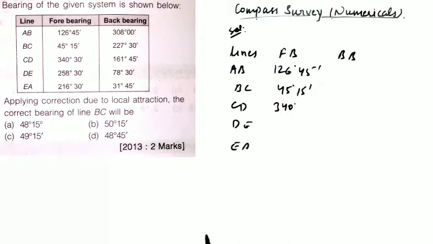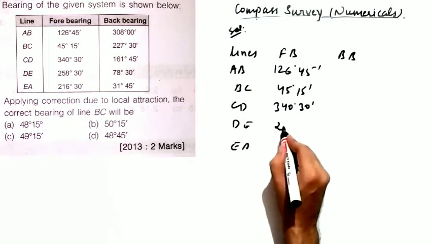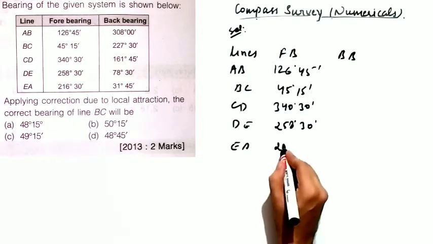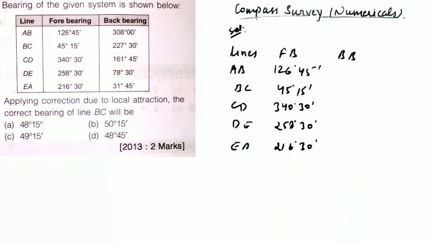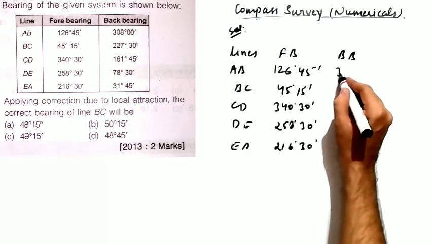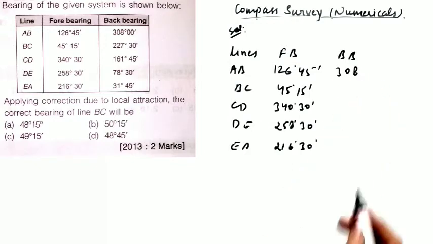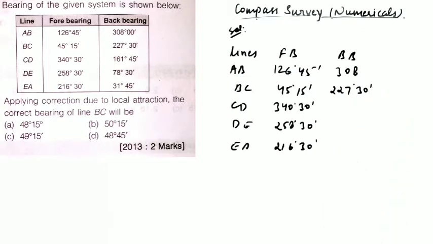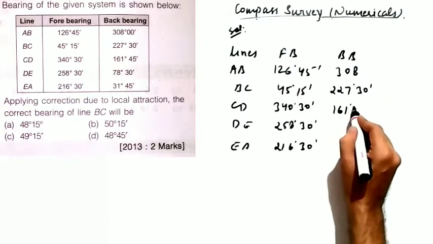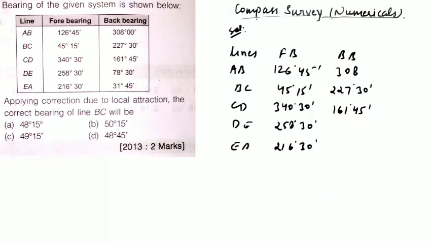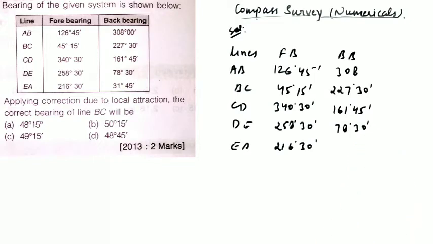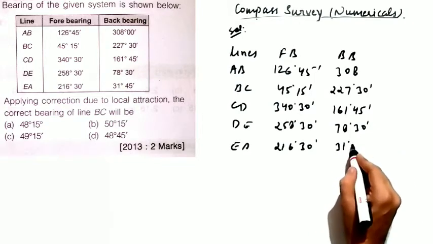340 degree and 30 minutes. The next is 258 degree 30 minutes. The next is 216 degree and 30 minutes. And they are 308 degrees, 227 degree 30 minutes, 161 degree 45 minutes, 78 degree 30 minutes, and 31 degree 45 minutes.